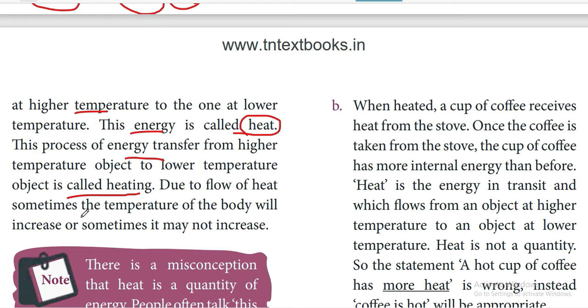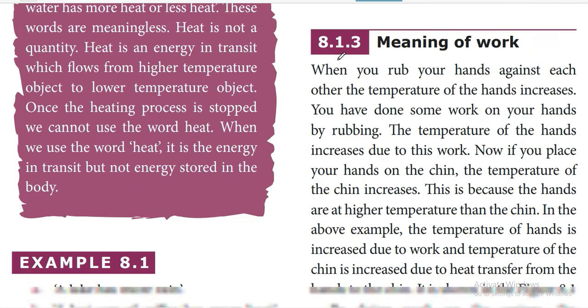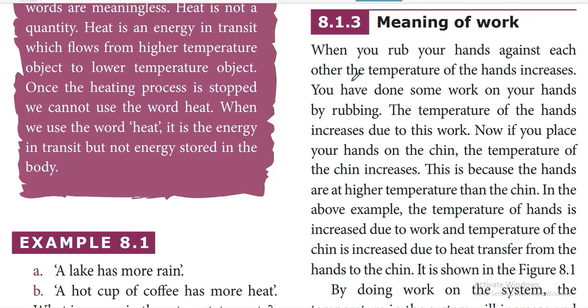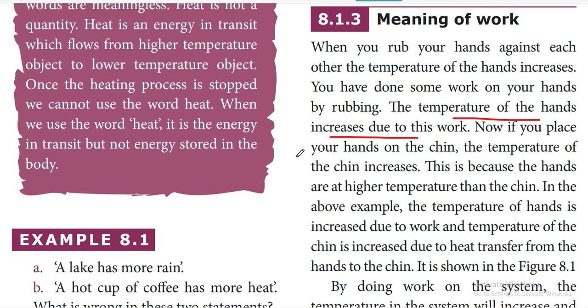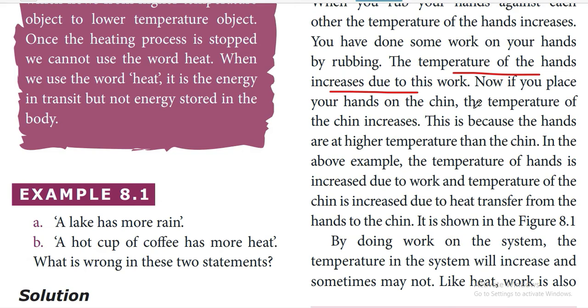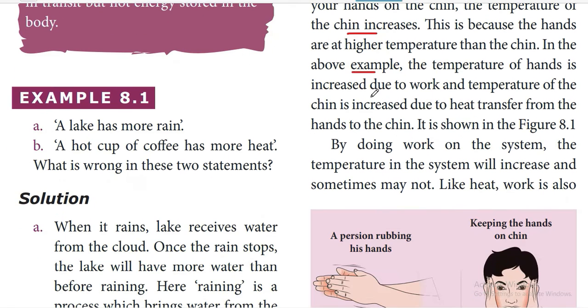Due to the flow of heat, sometimes the temperature of the body will increase, or sometimes it may not increase. When you rub your hands against each other, the temperature of the hands increases. You have done some work on your hands by rubbing. The temperature of the hands increases due to the work. Now if you place your hands on the chin, the temperature of the chin increases. This is because the hands are at a higher temperature than the chin. In the above example, the temperature of the hand is increased due to work and the temperature of the chin is increased due to the heat transfer from the hands.